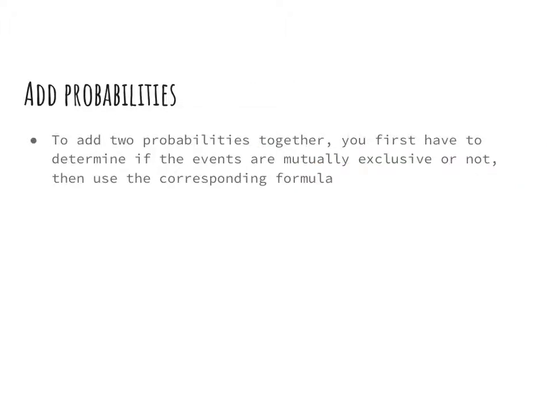So when we get to the problems that we're going to be asked to do and we're going to be adding probabilities together, the first thing you have to do is figure out if the events are mutually exclusive or not. And then you would use the corresponding formula once you've figured that out.